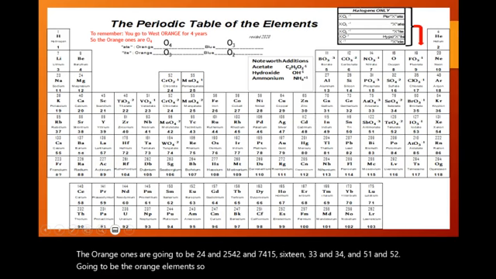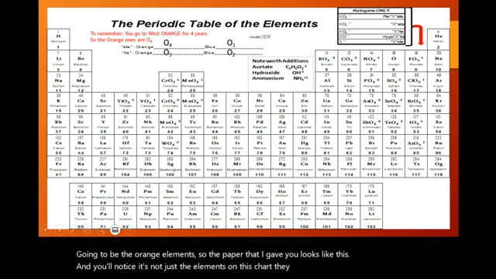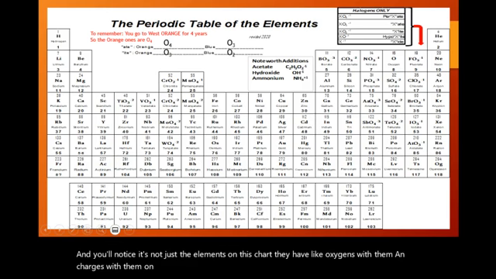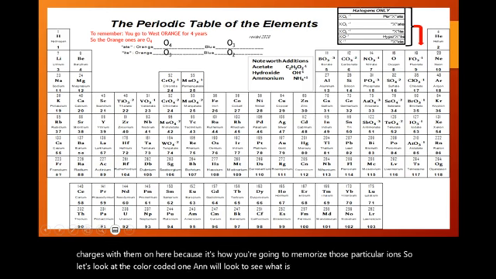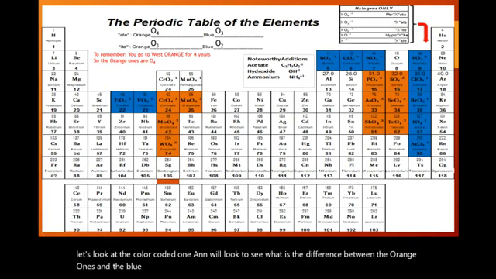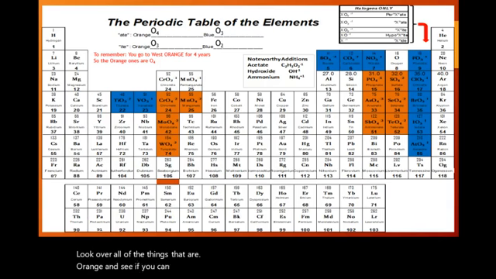So the paper that I gave you looks like this. And you'll notice it's not just the elements on this chart. They have oxygens with them and charges with them on here because it's how you're going to memorize those particular ions. So let's look at the color-coded one, and we'll look to see what is the difference between the orange ones and the blue ones. So look over, this is the end product of what you're going to color in. Look over all of the things that are orange and see if you can tell what they all have in common.